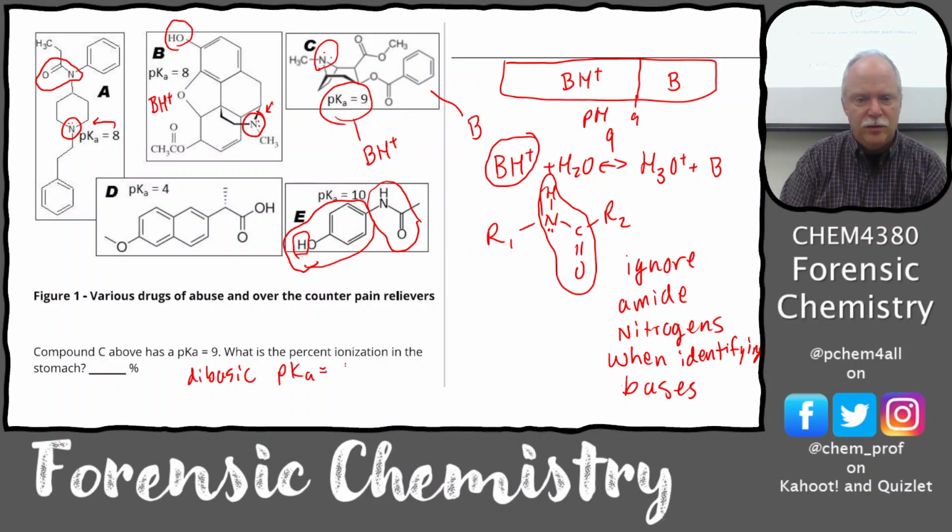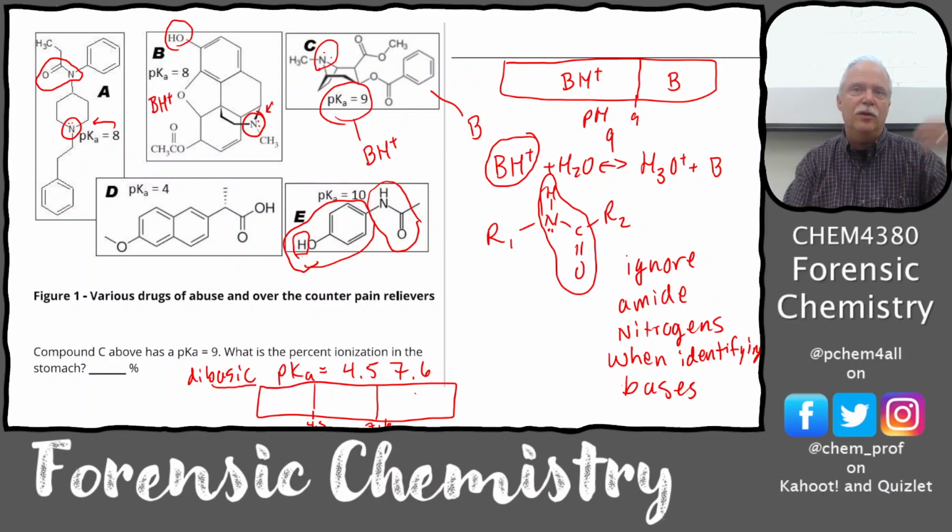So dibasic, with pKa's equal to, say, 4.5 and 7.6. Then you would draw your little speciation diagram like this, and at 4.5 you'd have a line, and at 7.6 you'd have a line. And so this is a dibasic, okay? So way over here in base, you've pulled all the protons off the molecule, and so it's just B. And then in this case, you're past one of the pKa's, and so then it's BH plus. It's been protonated once. And then all the way in the stomach, where it's very acidic, you've protonated both bases, and so you have BH2 2 plus. So there's protons on 2 of those amines wherever they are in the molecule.